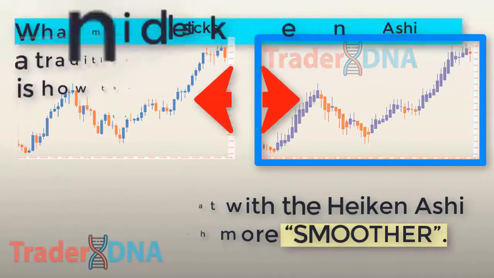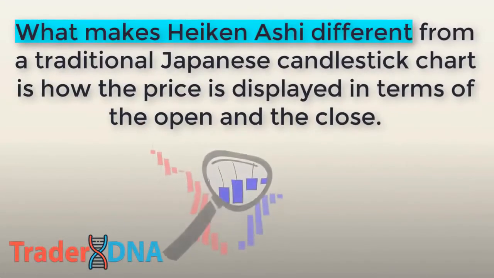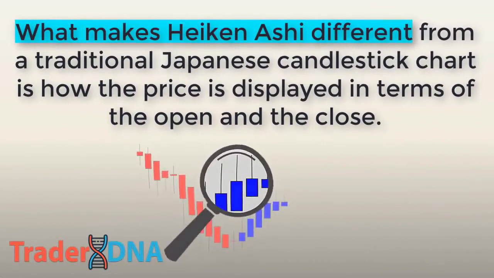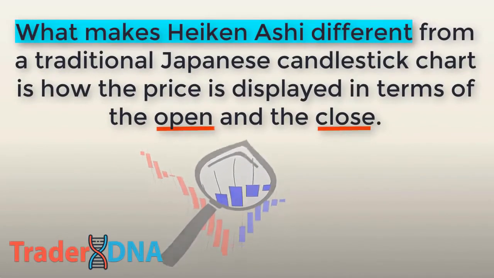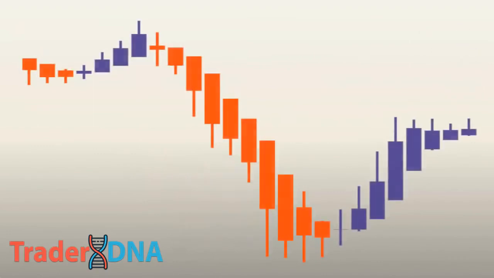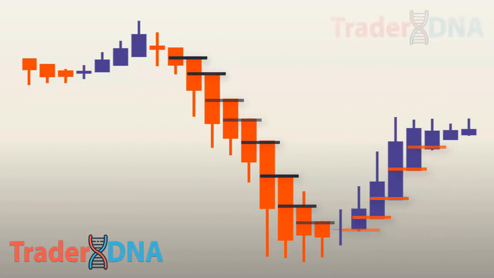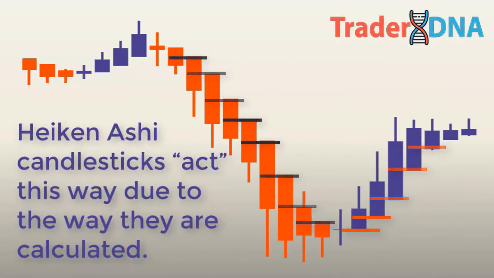What makes Heiken-Ashi different from a traditional Japanese candlestick chart is how the price is displayed in terms of the open and the close. If you look closely at the Heiken-Ashi chart, you'll notice that each of the Heiken-Ashi candlesticks start from the middle of the candlestick before it and not from the level where the previous candlestick had closed. Heiken-Ashi candlesticks act this way due to the way they are calculated.